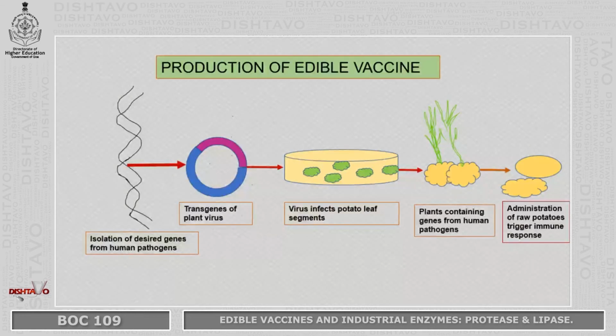This recombinant plasmid is transferred into the plant cells through the potato leaf, as you can see here, and from there the plants grow through callus culturing. You have the transgenic gene from the virus, and that comes into the tubers. So tubers, when administered raw, can trigger the immune response system.